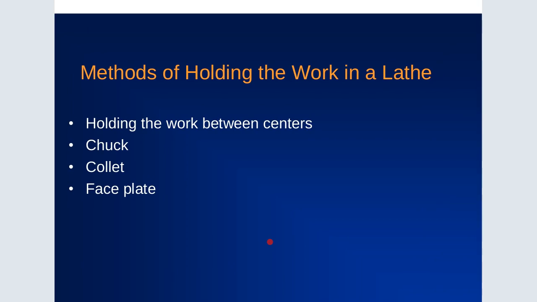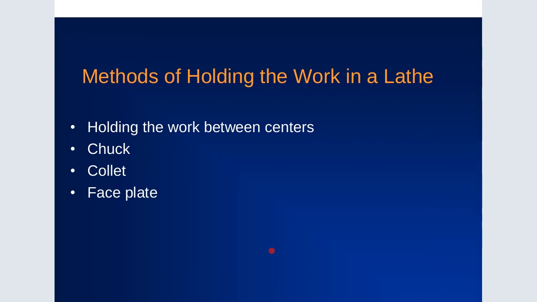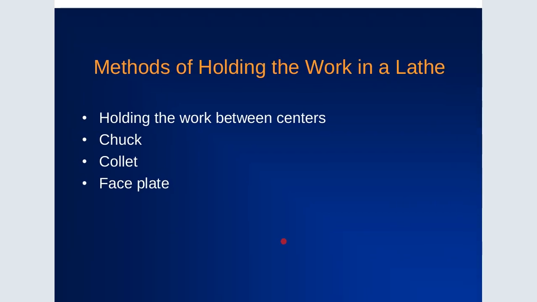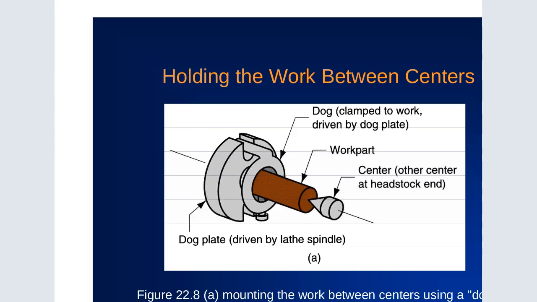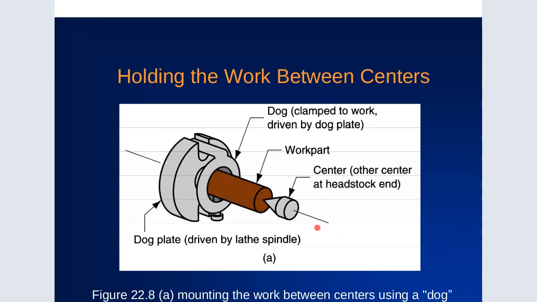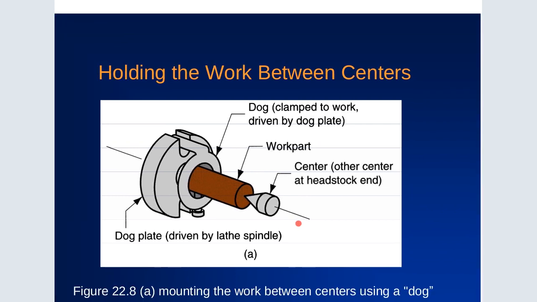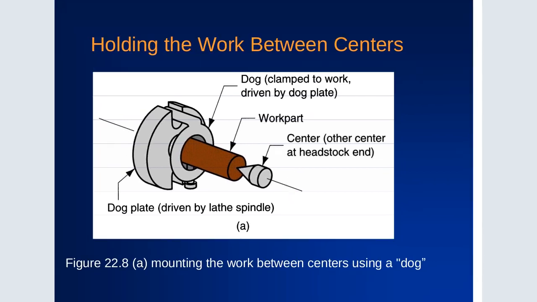Methods of holding the work in a lathe. Now holding the work between centers, chuck, collet, and face plate. Holding the work, you can now see how it is being held. Holding the work between the centers, you can see the center of the headstock, then the work part held in between, that is the center, then the dog clamp, so that the work is driven from the dog plate.